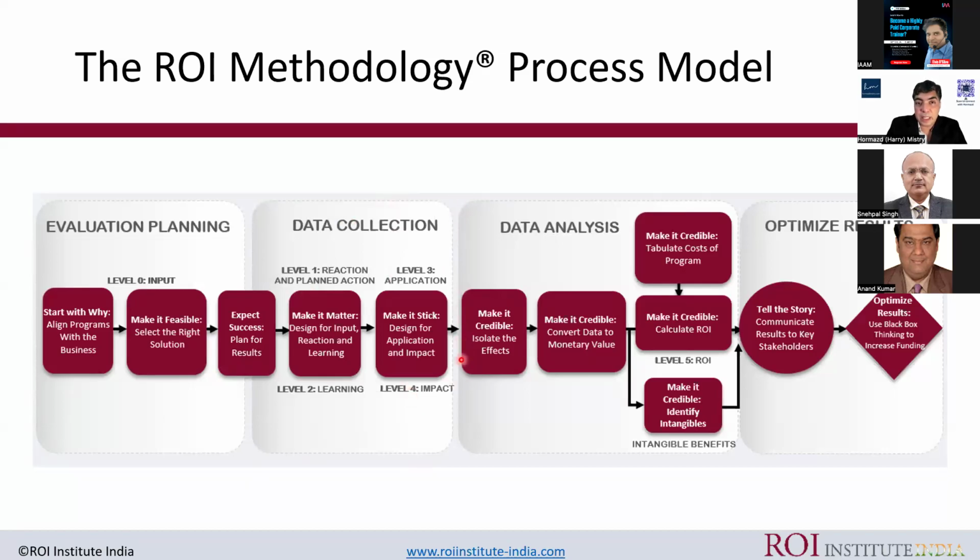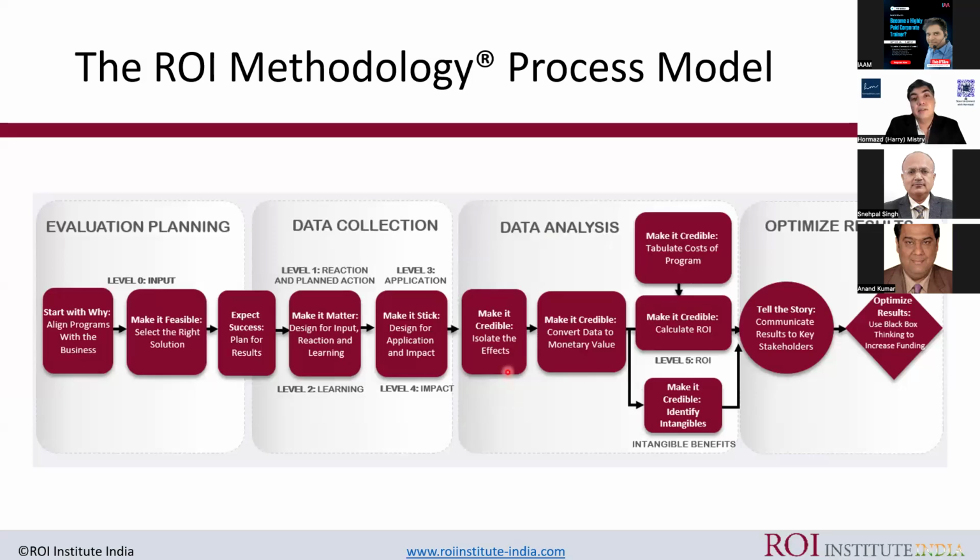Once all of the data is collected, we work at isolating the effects of the program. This is where we are identifying how much impact the program or the project had on the business measures. Now remember, any program, while it will have an impact on the outcomes and the business measures, there are several other factors that also influence the outcomes. And for us to be able to say with a thumb on the table that this is the amount of impact that the program or the project had on the outcome, it is very important for us that we isolate the effects of the program.